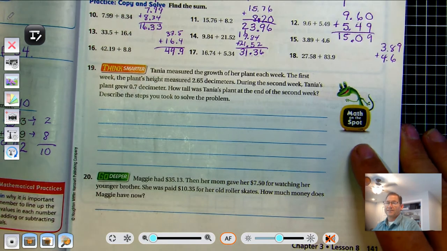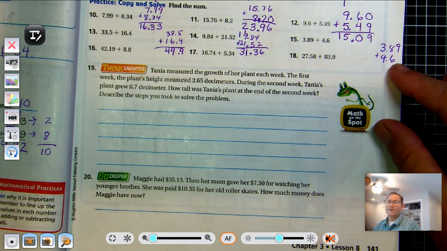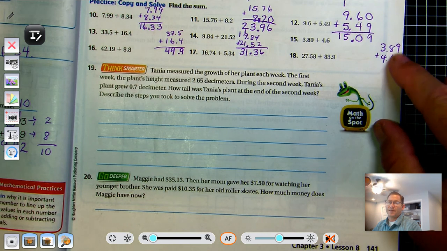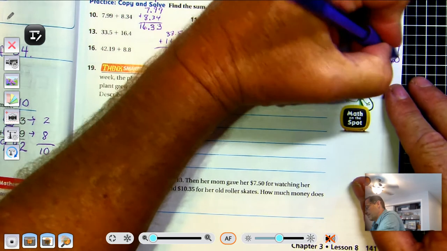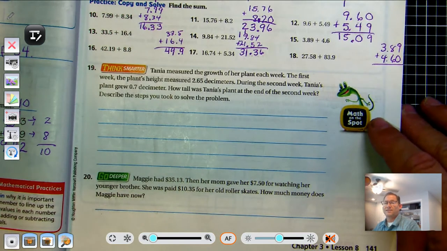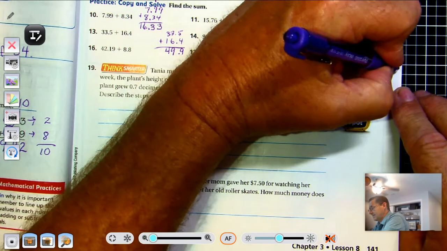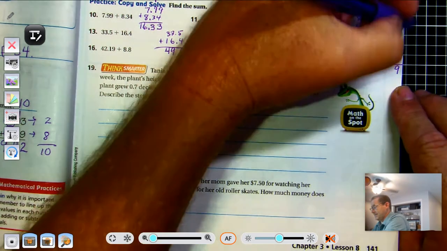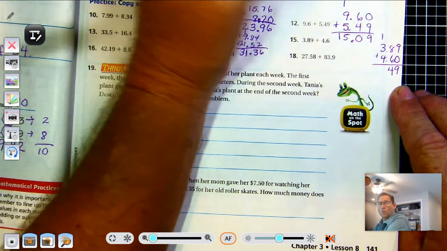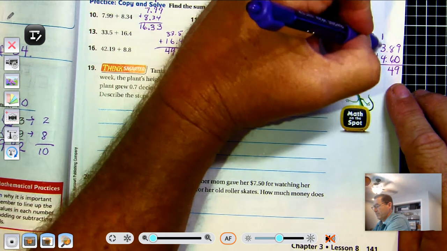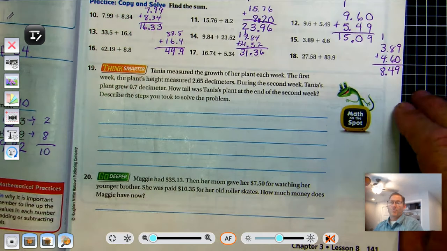Okay, 4.6 again. How do I know that I'm getting it right? The decimal point has to be lined up properly. Okay. And I'm going to add a 0 after the 6 to put them both in the hundredths. 9 plus no hundredths is 9 hundredths. 8 and 6 tenths is 14 tenths. I'll regroup that as one whole and 4 tenths. 4 and 3 is 7, plus one more is 8. 8 and 49 hundredths.